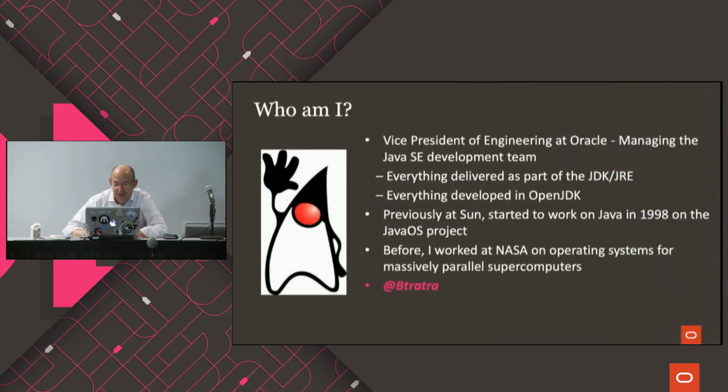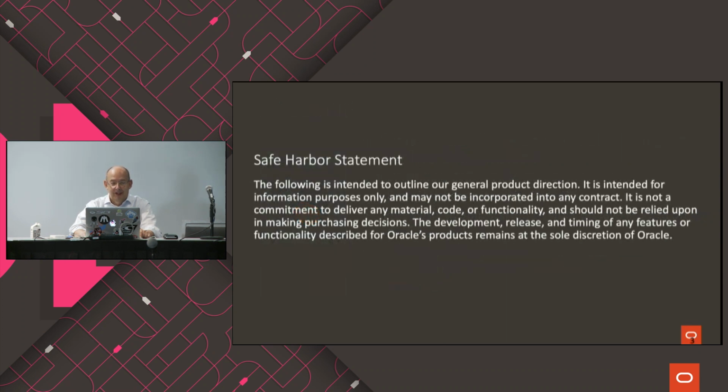So first, my name is Bernard de Traversat. I manage the engineering team at Oracle. I've been working on Java for a number of years. I will not say how long, because I think it's a great technology. Safe harbor, which means don't assume that everything I'm saying will end up in our product.